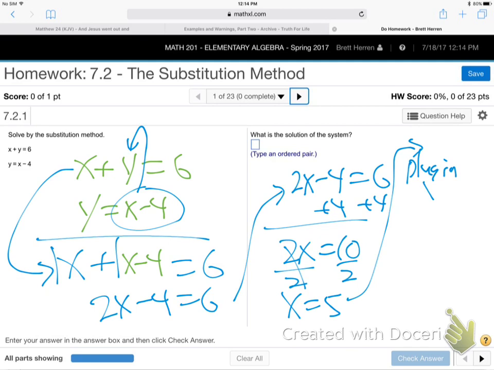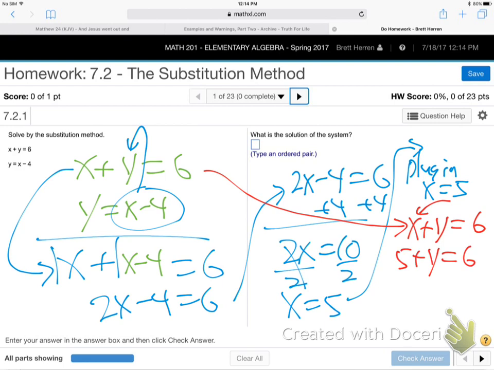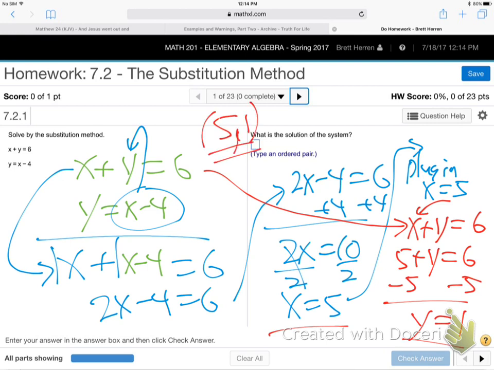Plug in x is 5. Where do you plug it in? First equation, same old thing. X plus y is 6. Put in the 5. 5 plus y is 6. Subtract 5. Y is 1. So 5, 1. Same answer, other way. So those are the two ways.